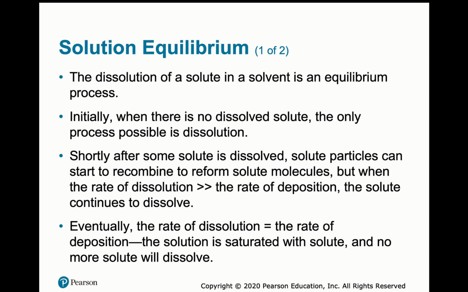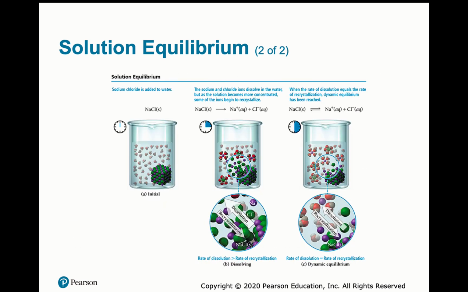In the solution equilibrium, dissolving particles is an equilibrium process. It's also a dynamic equilibrium, meaning that some are dissolving and some are precipitating back down. When there's no dissolved solute, the process is only in one direction. But after it starts going that direction, the reverse direction is also happening. Eventually, you get to a point where the rate of deposition and the rate of dissolving equal each other, and then no more of the solute will dissolve. When you get to this point, we call this a saturated solution.